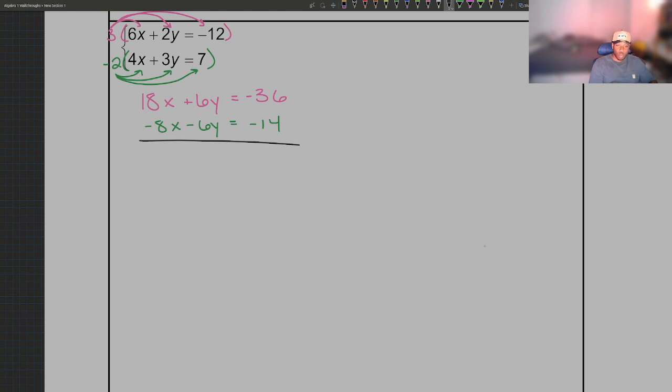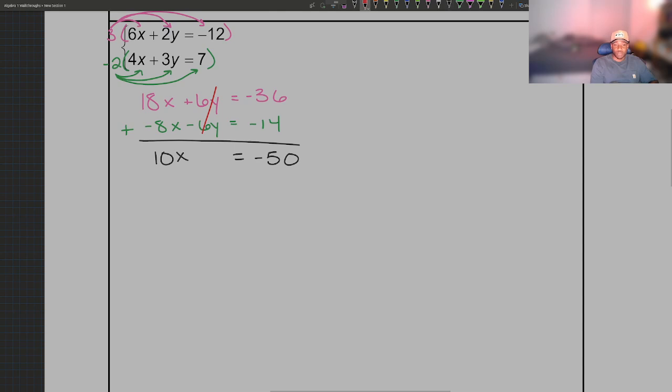Okay? So we've adjusted both of our equations now. We're not changing the value of anything. We're just changing how they look so that now our y terms will cancel out when we add everything together. And 18x plus negative 8x, same thing as saying 18x minus 8x, is just going to be positive 10x. Right. If we go over here to the other side of the equal sign, negative 36 plus negative 14 is going to get us negative 50.